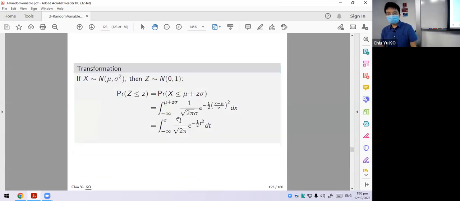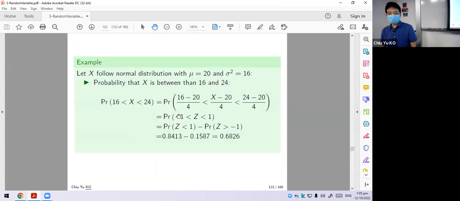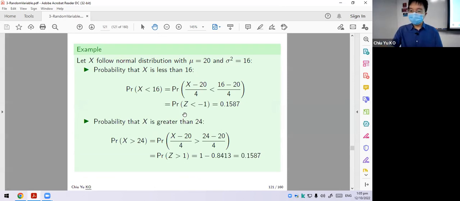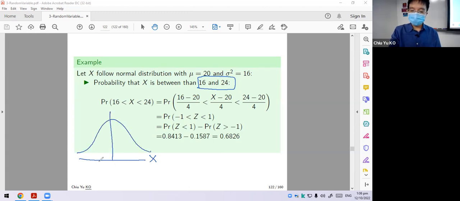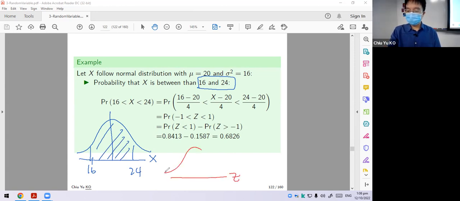Now the last one we want to show you is this question. Don't worry, we will be using this again, as I emphasize. So we're asking what is between 16 and 24. So the question is this again. We're asking 16 and 24. This is the area. We want to know this area, but we know already the Z. 16 and 24 is indeed between -1 and 1.